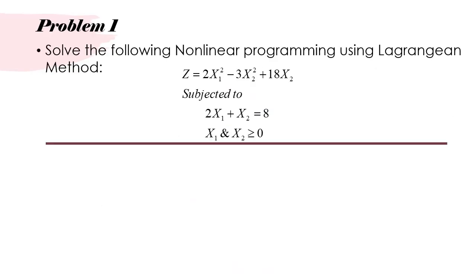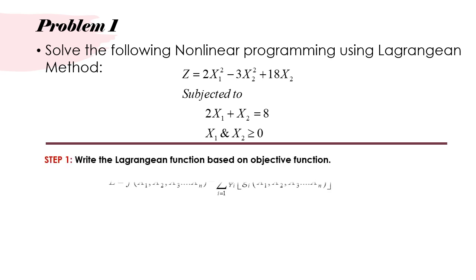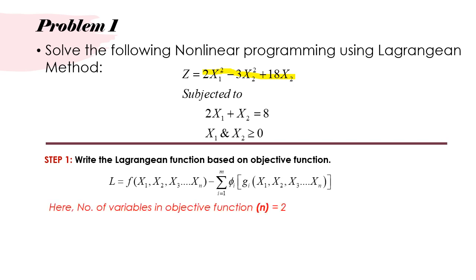Let us solve a problem. I have a nonlinear objective function z, which is equal to 2x1 square minus 3x2 square plus 18x2, subject to one constraint, which is 2x1 plus x2 is equal to 8, and of course x1 and x2 are always greater than 0. So first step, I have to write the Lagrangian function based on my objective function. So my objective function is this, minus one constraint. So instead of phi 1, I can consider it as phi. Phi of 2x1 plus x2 minus 8. So that is my function.